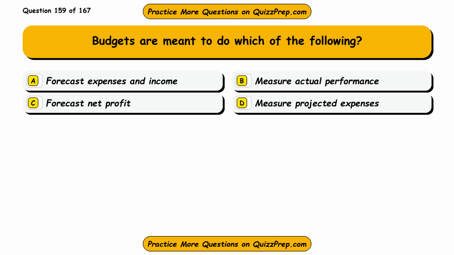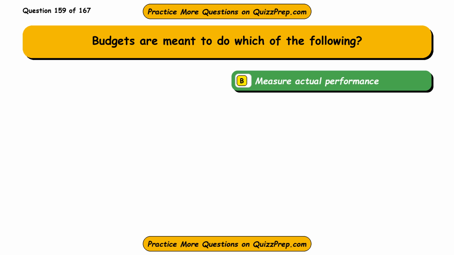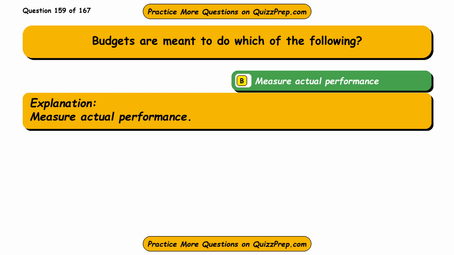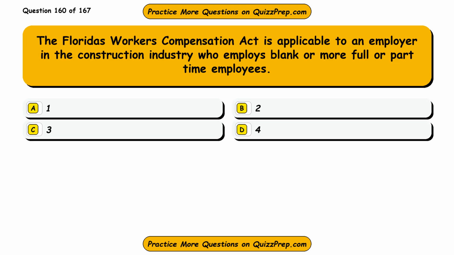Question 159. Budgets are meant to do which of the following? Option A, forecast expenses and income. Option B, measure actual performance. Option C, forecast net profit. Option D, measure projected expenses. The correct answer is option B, measure actual performance. Measure actual performance.